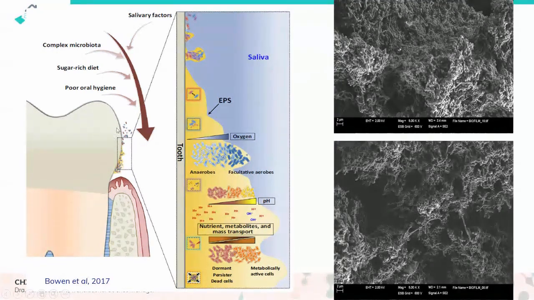subgingival and supragingival levels. The differential environment that exists between the superficial and deep areas in the biofilms determines the enormous variety of species that can be found. You can see that the oxygen concentration, the pH, or the nutrients and metabolites are different in the deepest areas of the biofilm and on the surface. And naturally, they create these complex structures, like you can see here. This is a biofilm on titanium implants.